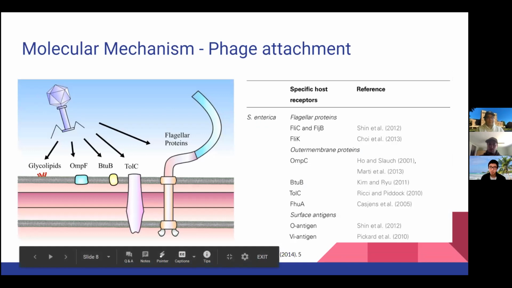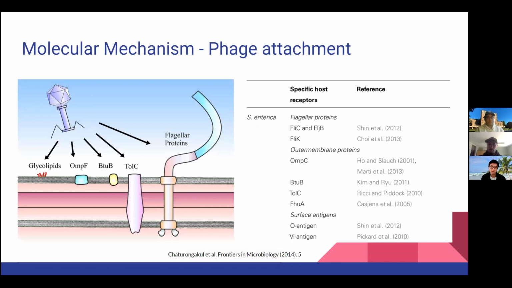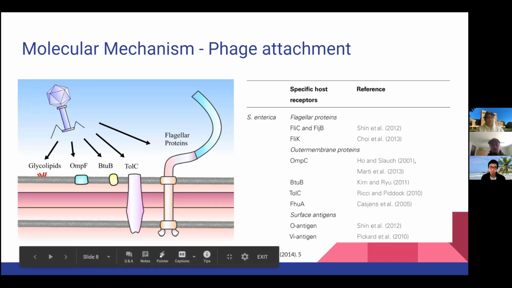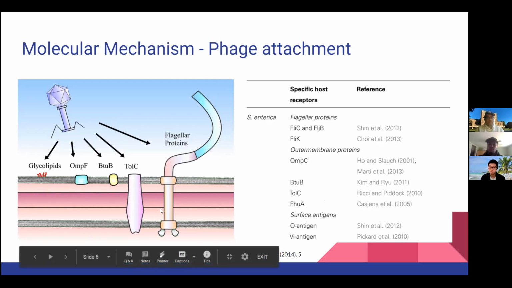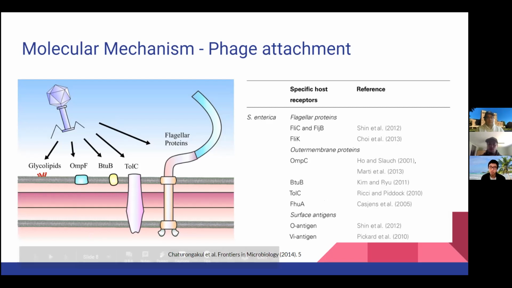So the life cycle starts with attachment. Bacteriophages usually have a very positively charged tail that it can attach itself to the bacterial membrane. And these are some of the typical membrane elements that it can bind to, like glycolipids or membrane proteins or even monomeric proteins like the flagella.